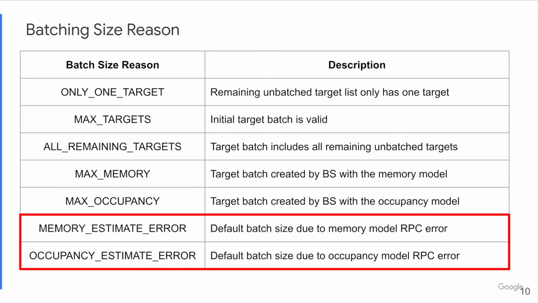And finally, the memory estimate error batch size reason means we would use the default batch size because the memory model has an RPC error. And similarly, the occupancy estimate error batch size reason means that we would use the default batch size because the occupancy model has an RPC error.